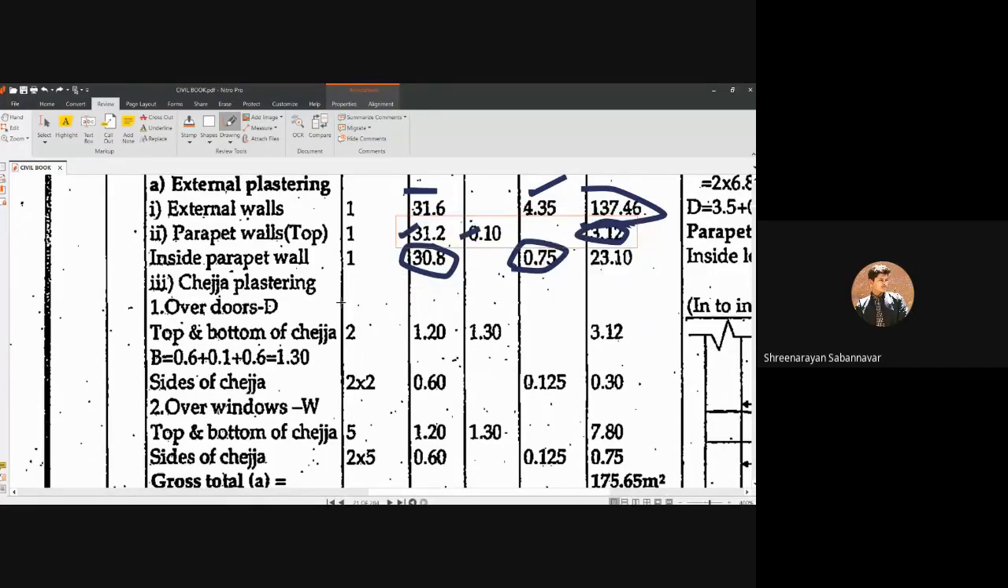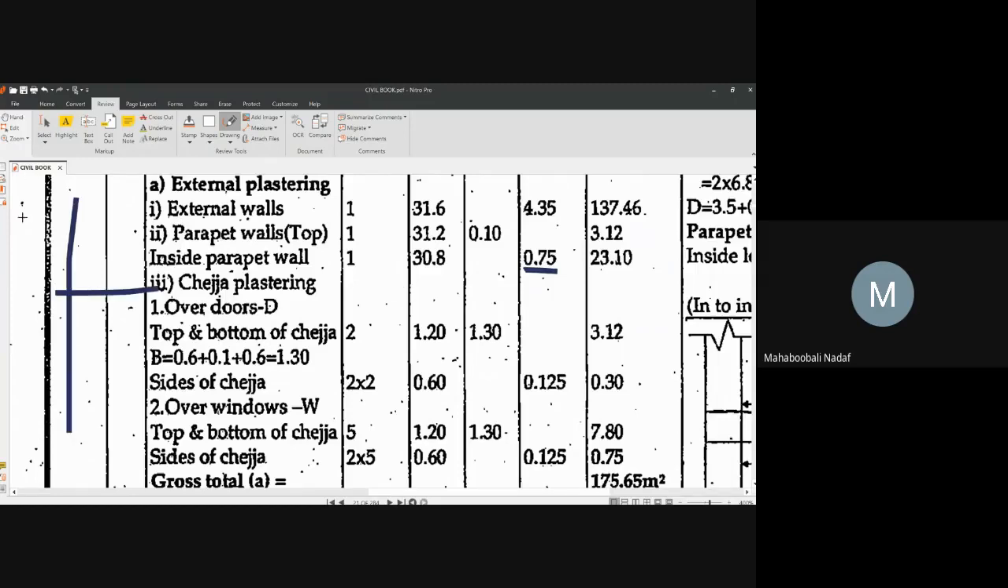Now see, what is this 0.75, sir? It is the inside height of the parapet, plastering inside of the parapet wall. Outside, from here to here, you are doing plastering, and again on the top. Top is this, and inside is there, no? This is roof and this is parapet wall. The inside height is 0.75. Now it is clear.